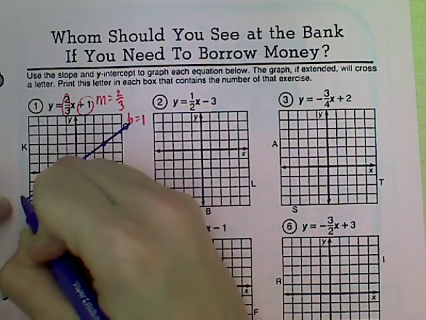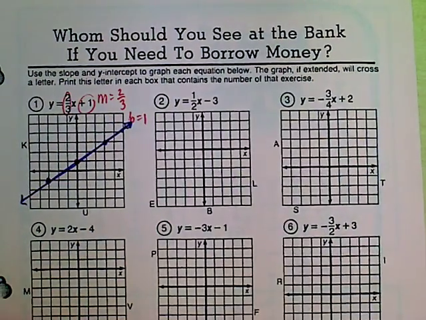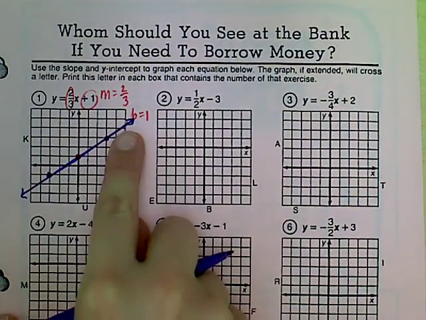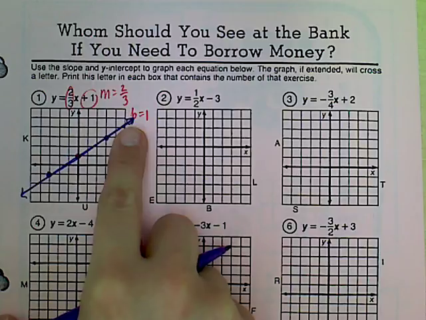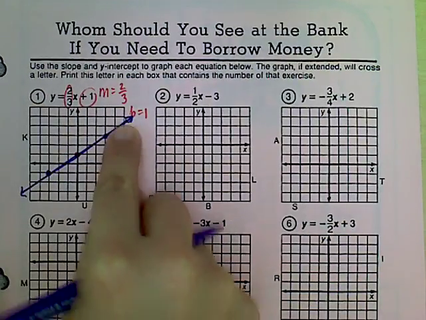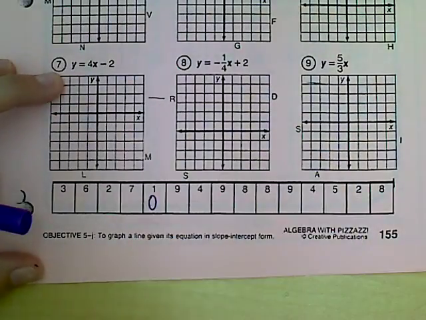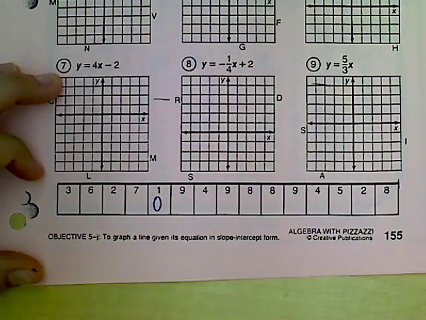Now when I extend this line, notice I go through O, that letter O right there. So it says it'll cross a letter, and you print that letter in the box that contains the number of the exercise. So for number 1, we went through letter O. So down at the bottom, where you see a number 1, you write the letter O. And that's what you will do for each one of these.